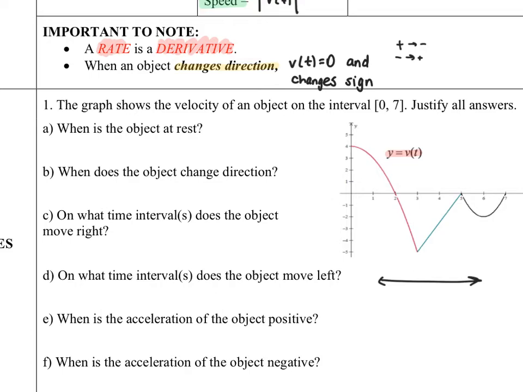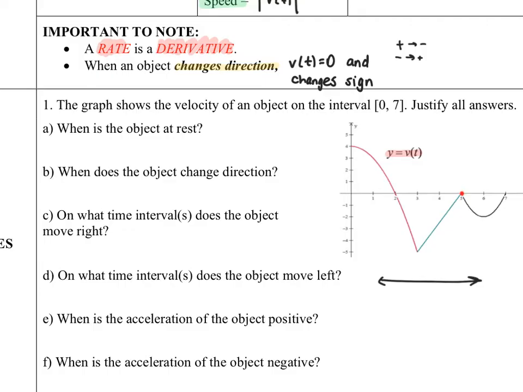So the fact that my velocity begins at a 4, that means that my particle, wherever it starts, is going to begin with a rightward movement. So because my velocity is positive, this indicates my particle is moving to the right until t equals 2. And then at t equals 2, it changes direction, and now it's going to move left all along this interval.